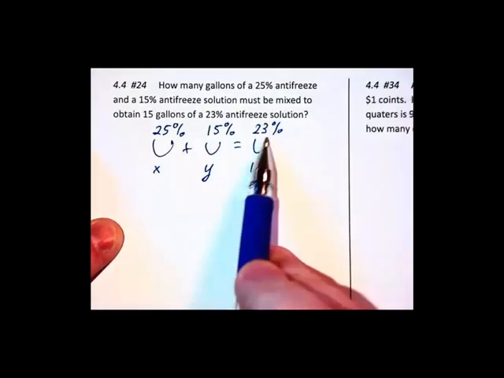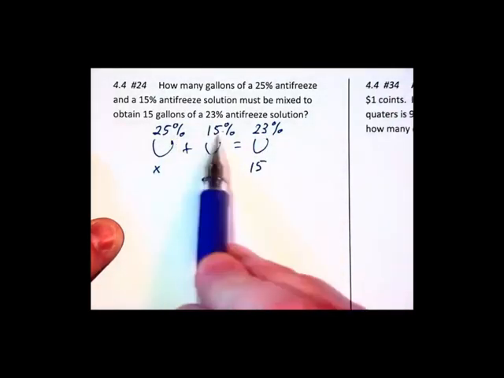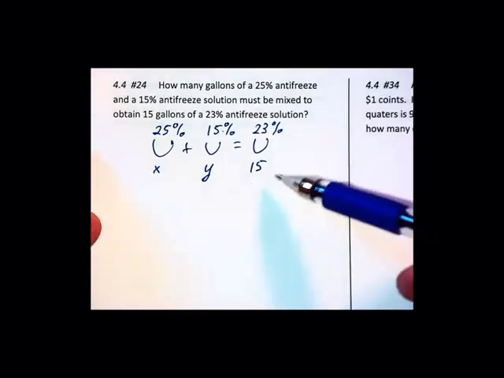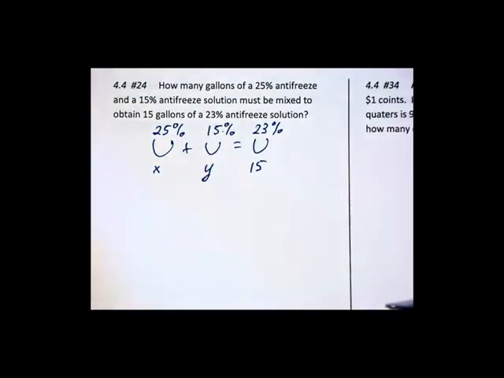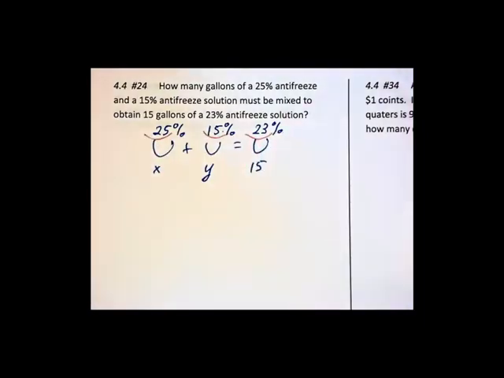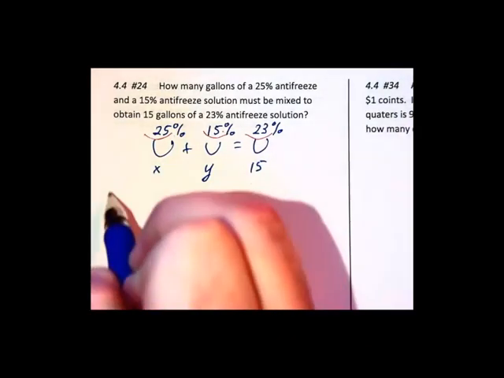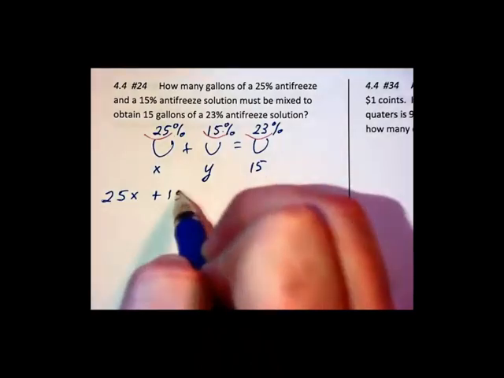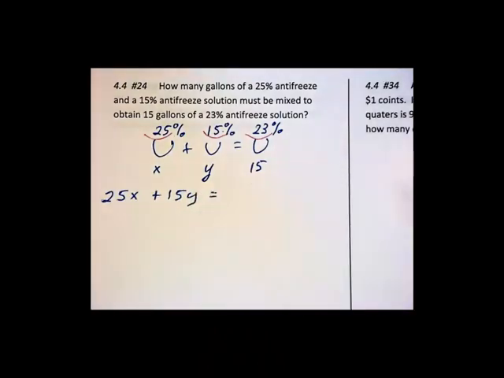Notice how that 23 falls in between the stronger and the weaker antifreeze solution. We treat the 23 multiplying top times bottom just as the other two. And we're going to do exactly what we did on the last problem, multiplying through by 100 and moving these decimals over 2 places. So top times bottom is 25x plus top times bottom 15y equals top times bottom.